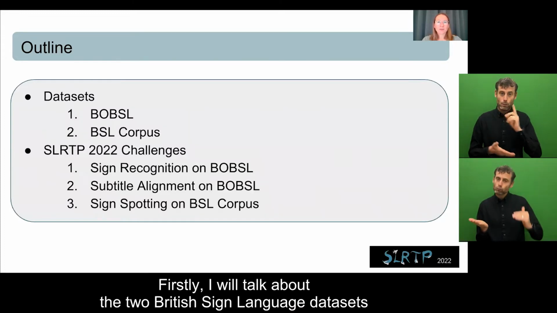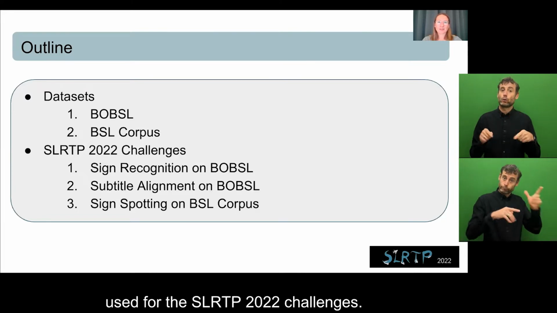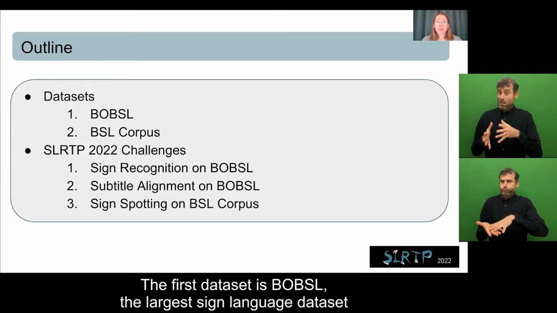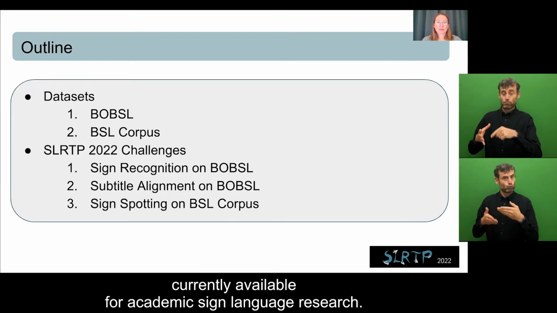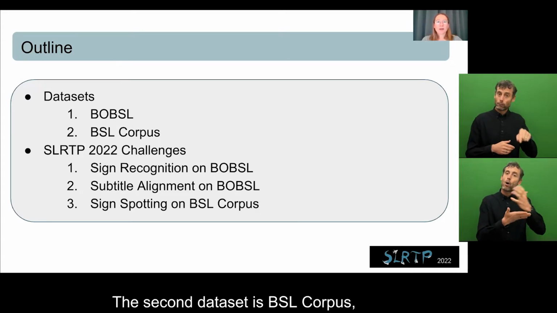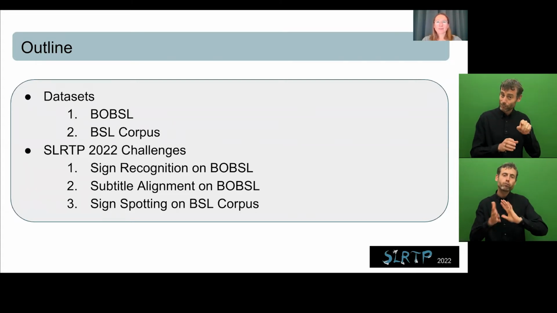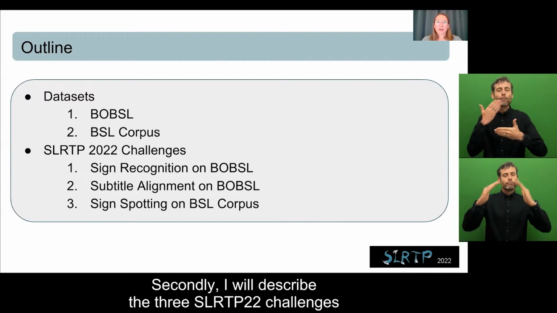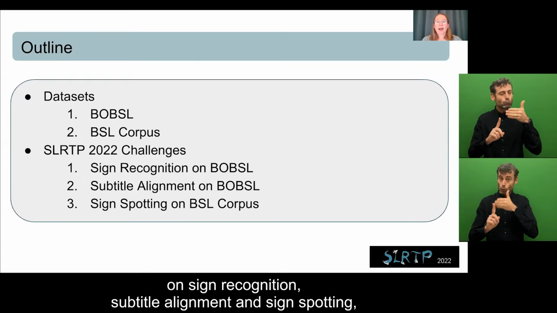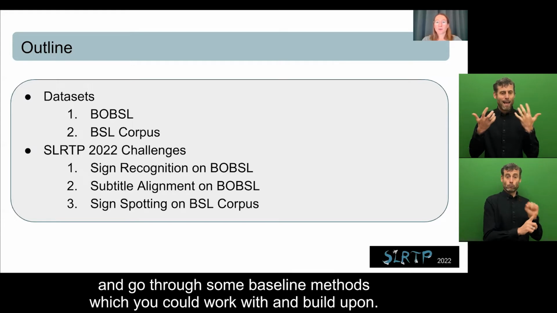Firstly, I will talk about the 2 British Sign Language datasets used for the SLRTP 2022 challenges. The first dataset is BobSL, the largest sign language dataset currently available for academic sign language research. The second dataset is BSL Corpus, which has a very diverse range of 249 deaf signers. Secondly, I will describe the 3 SLRTP 22 challenges on sign recognition, subtitle alignment, and sign spotting, and go through some baseline methods which you could work with and build upon.